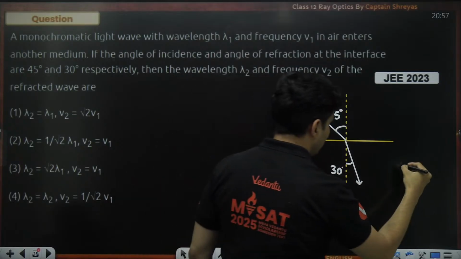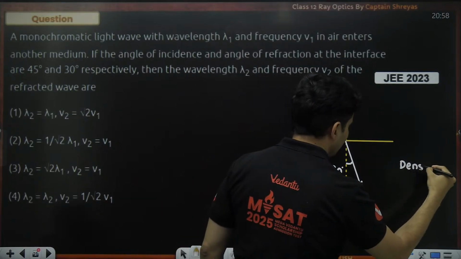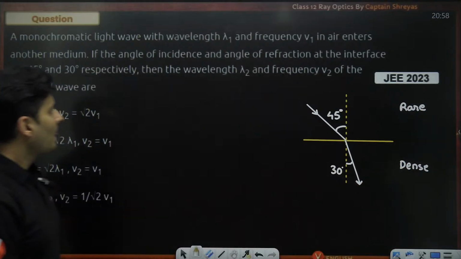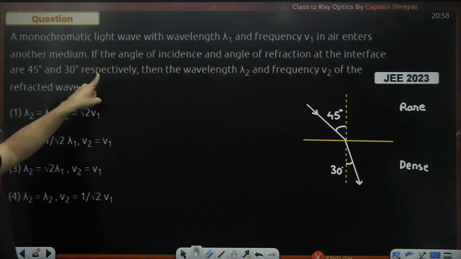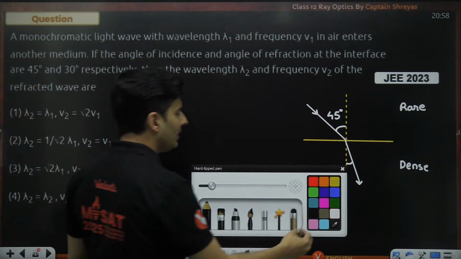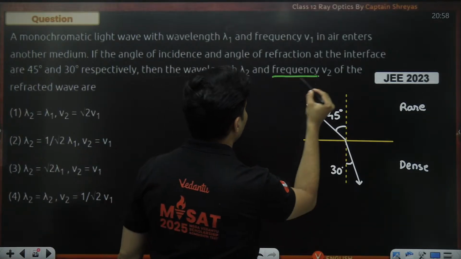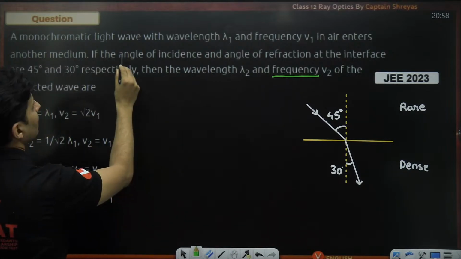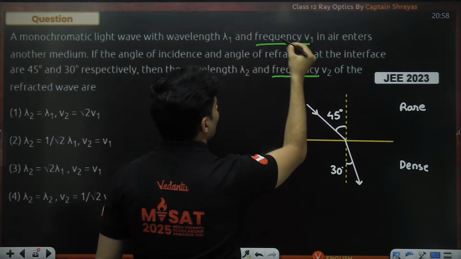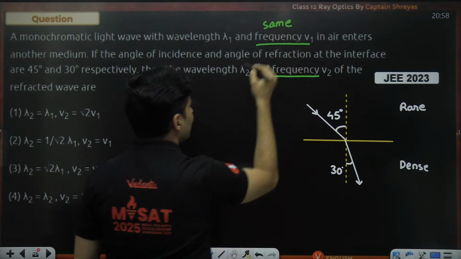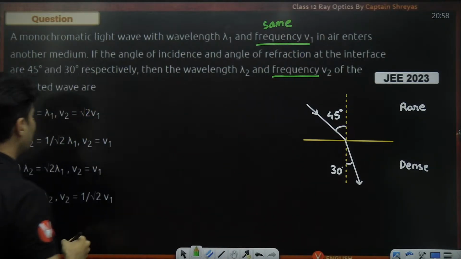It's obvious that this is dense and obviously this will be the rarer medium. What about the wavelength and the frequency? First of all, frequency will not change. Frequency, whatever it is, remains the same. So frequency will remain the same.